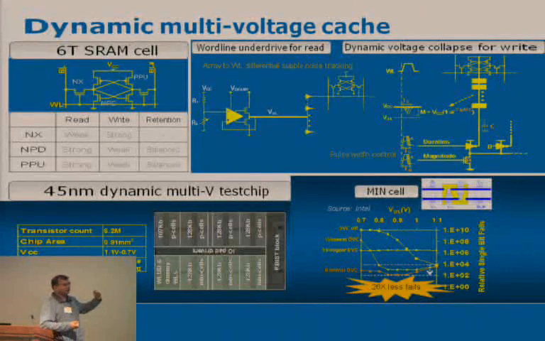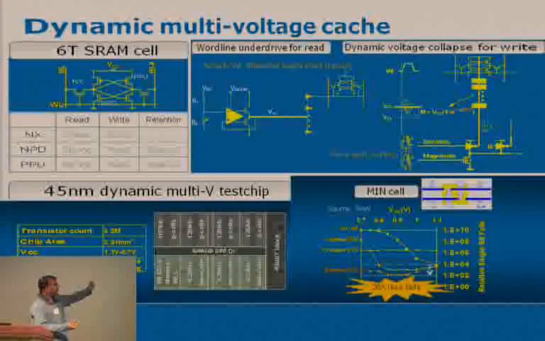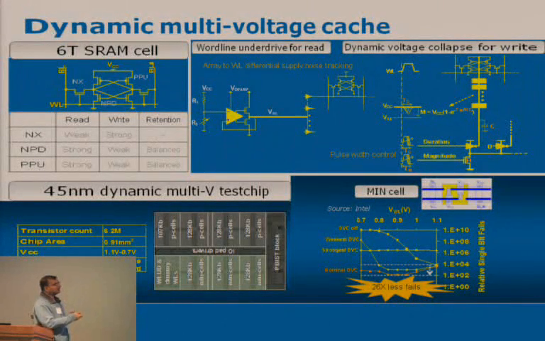You have to worry about supply noise, differential noise between the supply of the word line and the cell supply, and variations of these pulses when you're collapsing the voltage. But those can be handled by some of the tracking circuitry that's built around this chip to make sure those are robust enough.